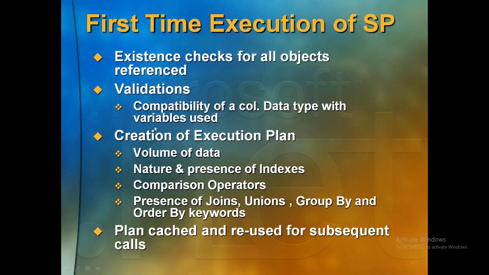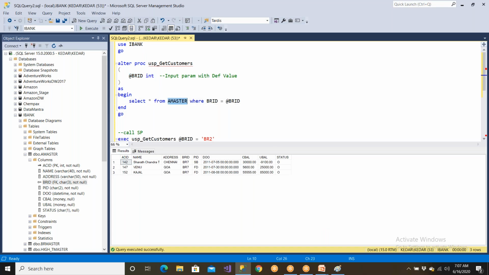The next thing, creation of an execution plan. Volume of data in the table. What is the data I have in this table? Do you have only 1 million, 2 million, 10 million, 20 million rows? I may have only one query, or I may have joins here, or I may have one more query like this. I have an account master table also.